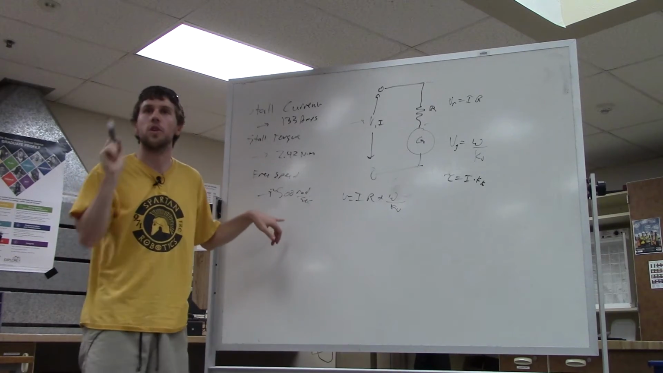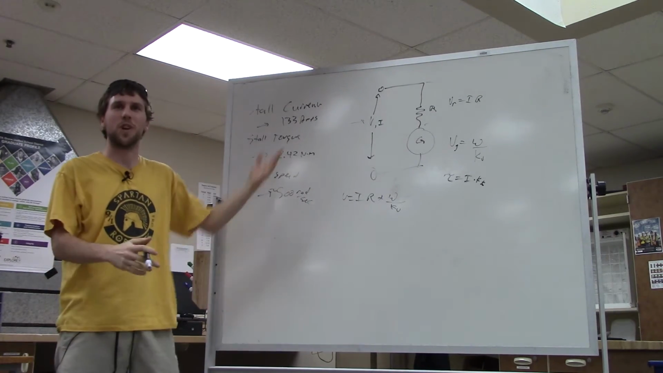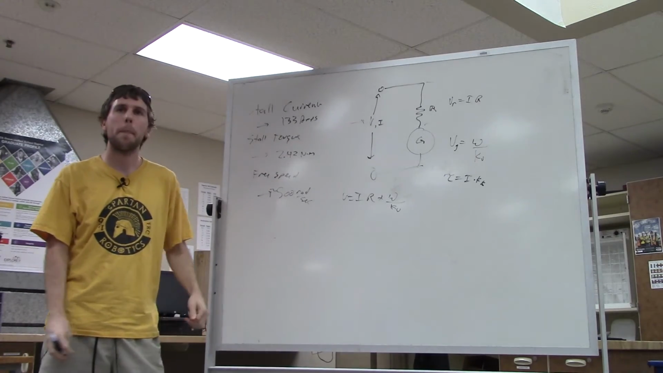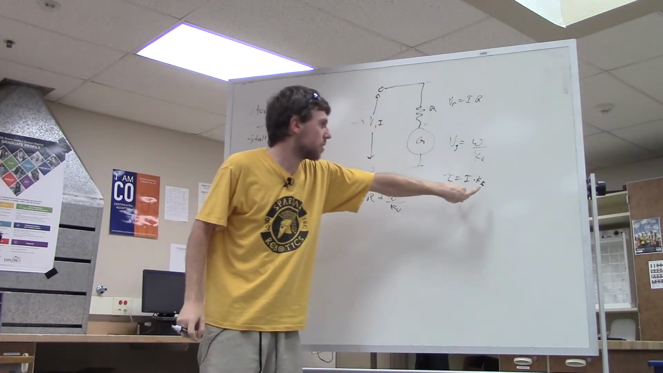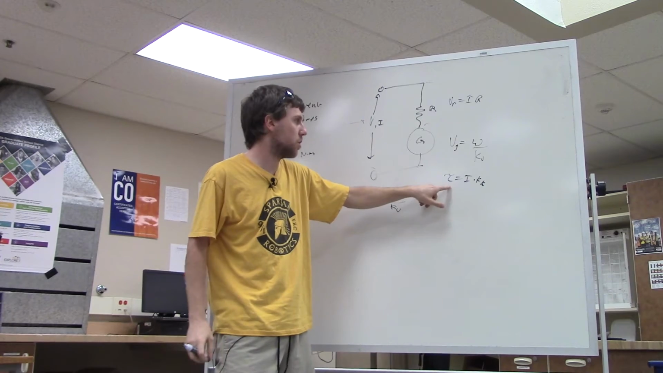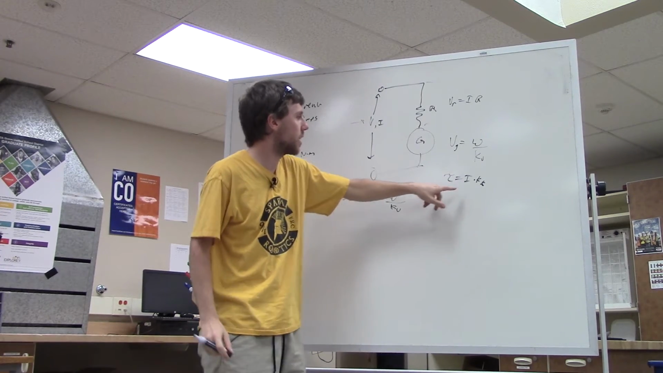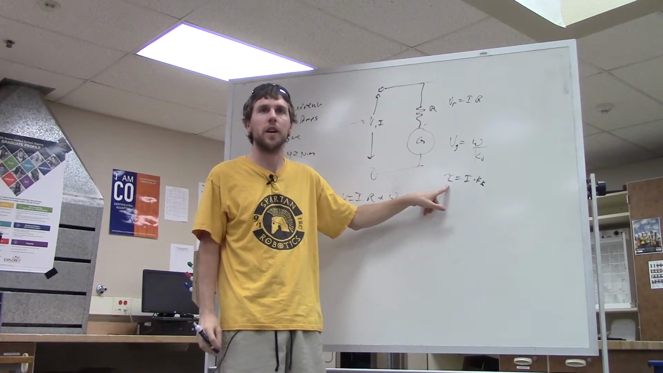So your question was, which constant? Actually, we should figure them all out. But yeah, the KT. Okay. So we have this equation. Given a current and a KT, we can get a torque out, right?